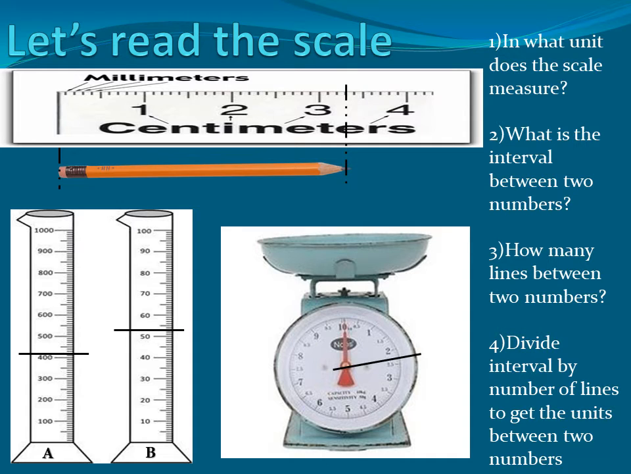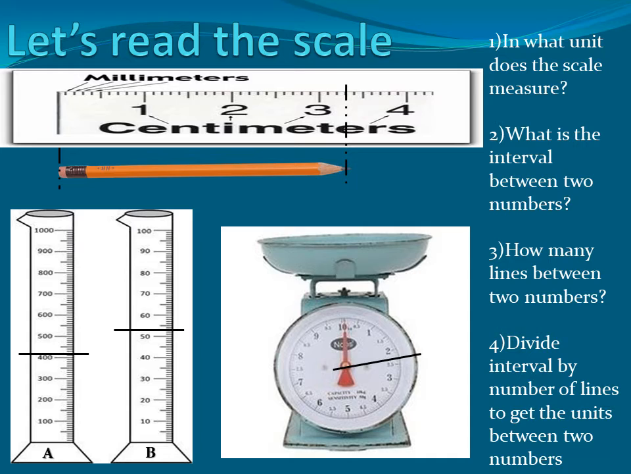Let's look at test tube A. We have 100, 200, 300, 400, 500. The interval between two numbers is 100. The interval between 100 and 200 is what? 100. The difference between 200 and 300 is what? 100. So the difference between each of the numbers is 100.